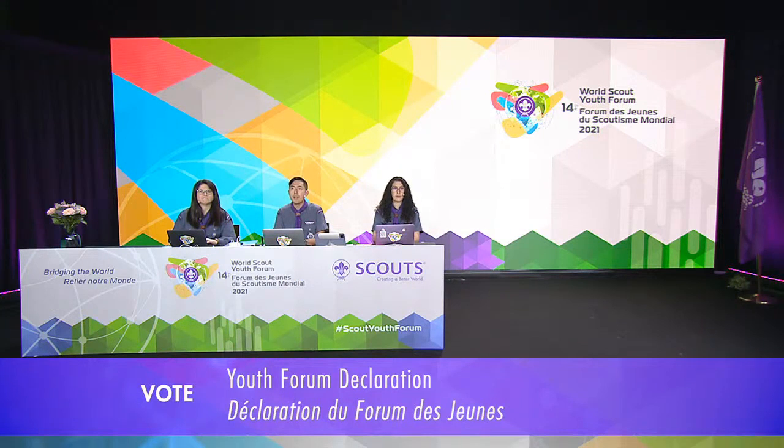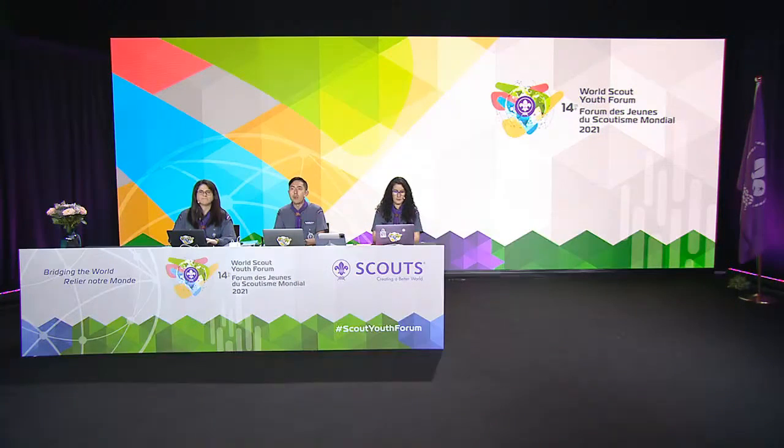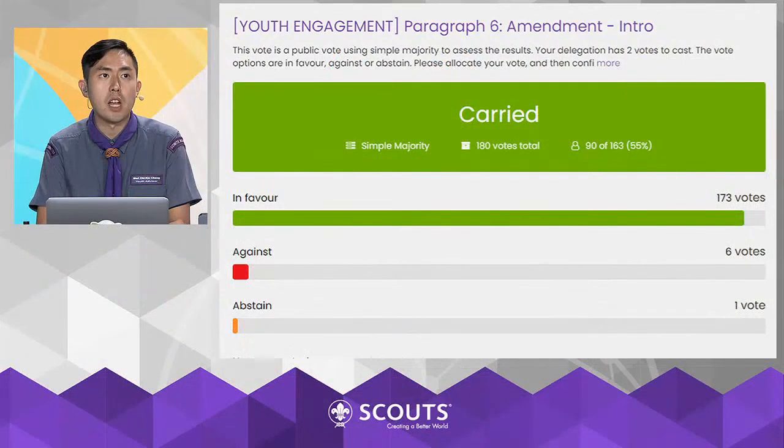As we see higher turnout rates, I now declare the vote closed earlier. And also there was a miscommunication here. So for the next vote, we'll move all the amendments to a simultaneous vote just before the break. I will now first put on screen the results for the first amendment that we made on the introduction part of this paragraph. With 173 votes in favor, 6 against, 1 abstain, the motion is carried.